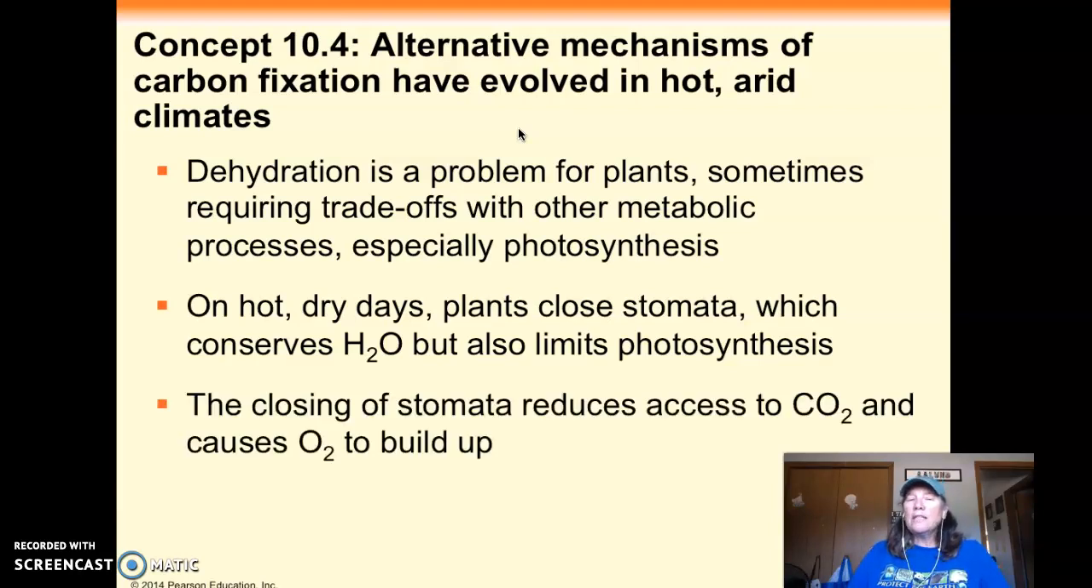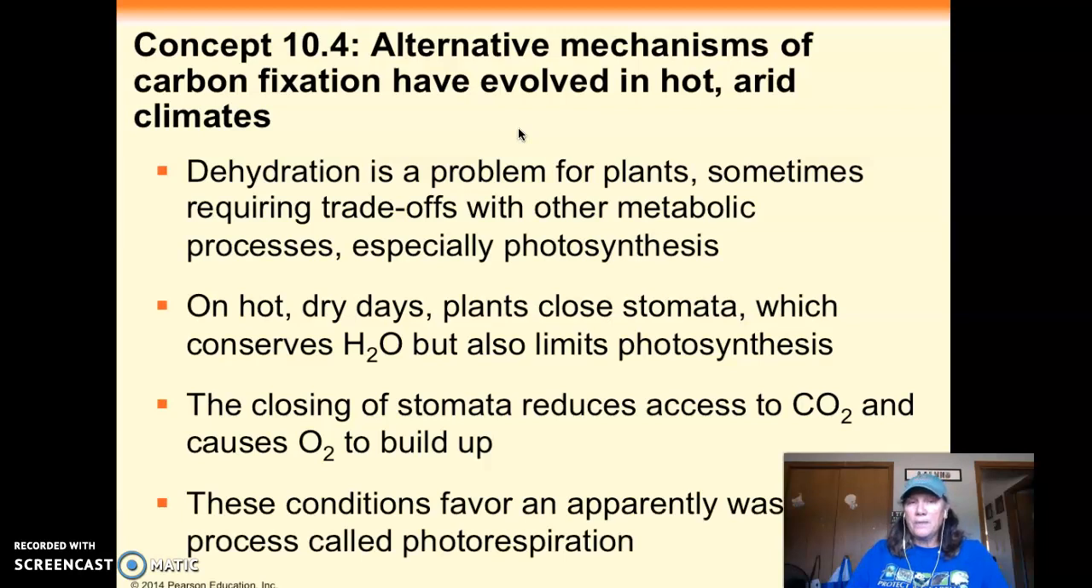Okay, closing the stomata also reduces the access to carbon dioxide and oxygen. So oxygen actually builds up, and we want to release that, but we've closed those holes because we don't want to lose the water. So we don't have as much access to the carbon dioxide, and we have oxygen that builds up. So what happens is we have a wasteful process called photorespiration. Again, this is because we've got extra oxygen because we can't let it out, and the carbon dioxide can't get in, and the water can't get in. So something has to happen. Something has to give. Okay.